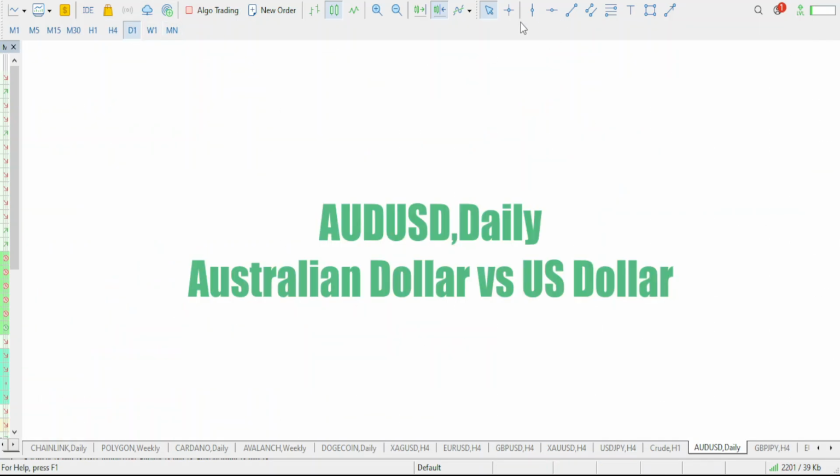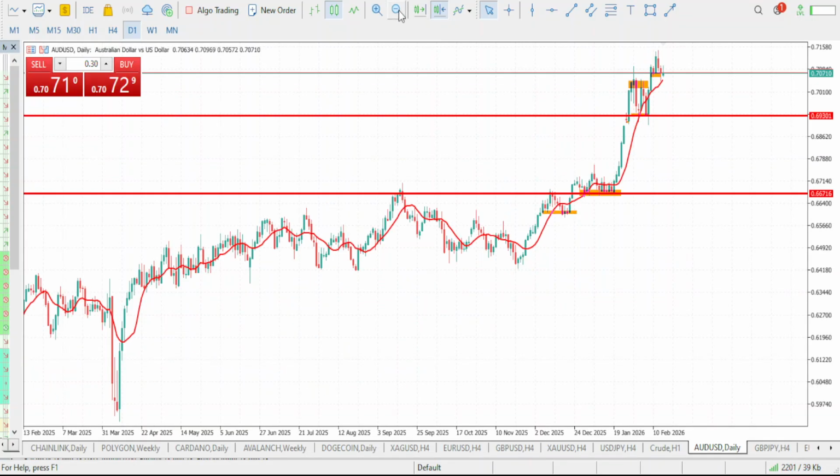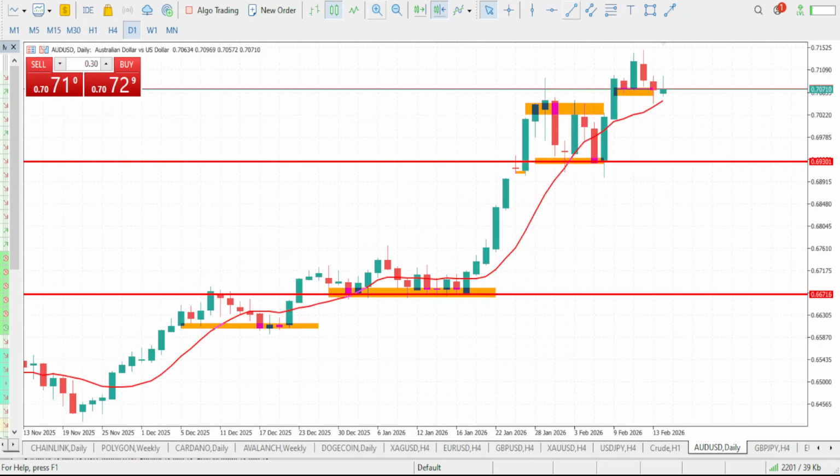Now let's take a look at this AUDUSD. You can see right here on our AUDUSD, if you are to zoom it out, it is very clear that the market is on an uptrend move, right? We are very much clearly to the upside. The market is trending upward.